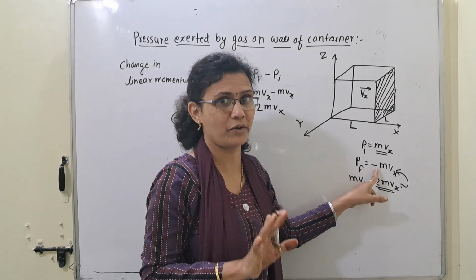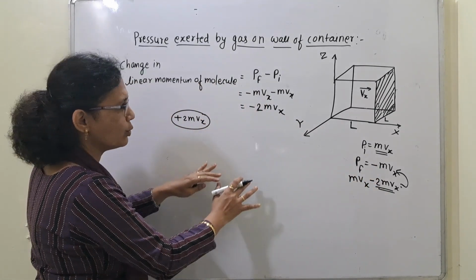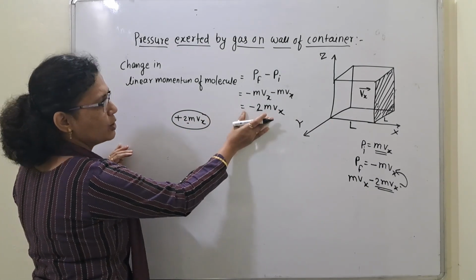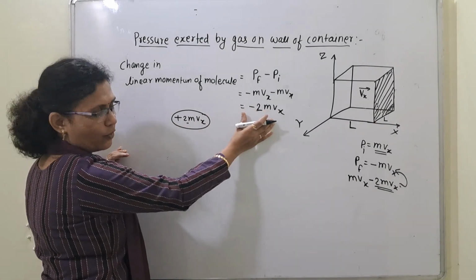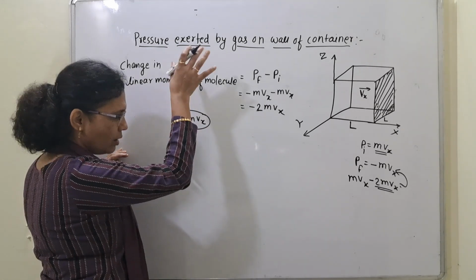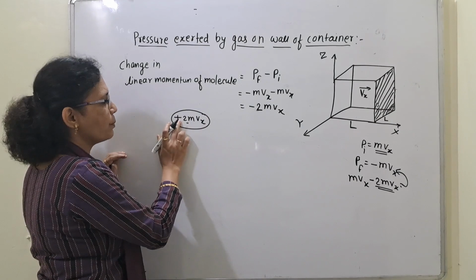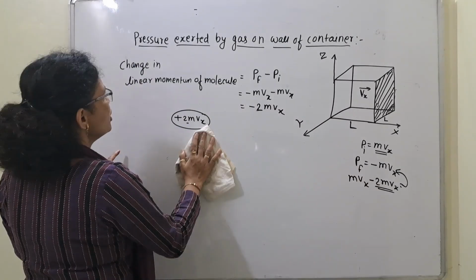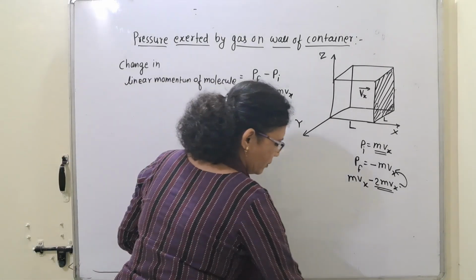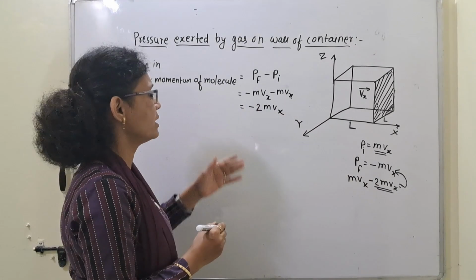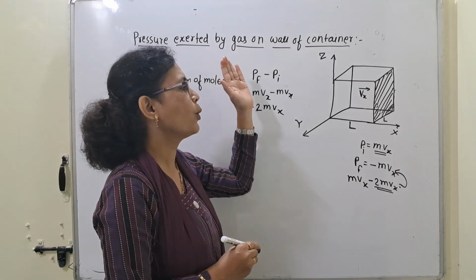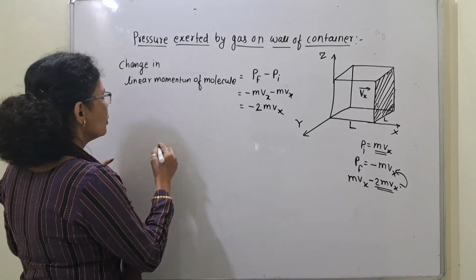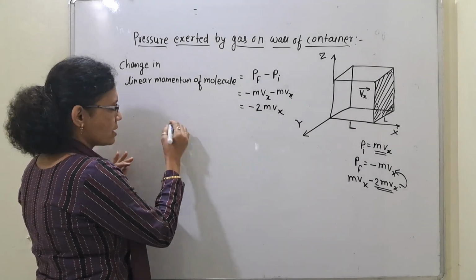You can remember this term also. But when we calculate the momentum imparted to the wall, we will take only the magnitude of this minus 2mvx. That is what we are going to use in the whole derivation, that is plus 2mvx. So here the change in momentum is minus 2mvx, and the momentum imparted to the wall will be 2mvx.